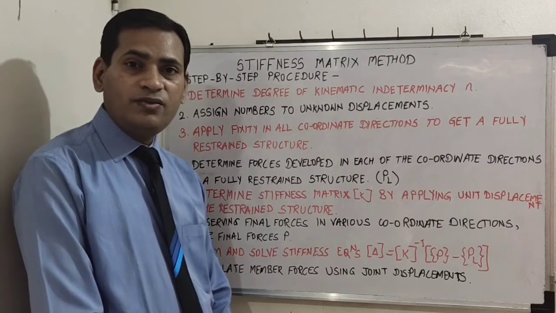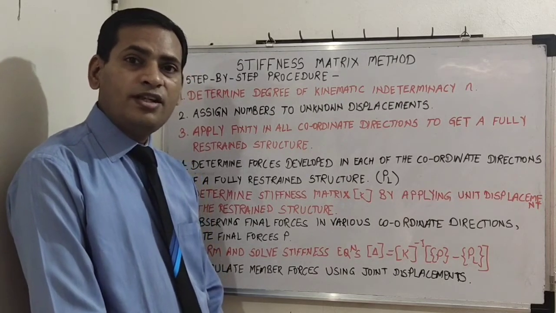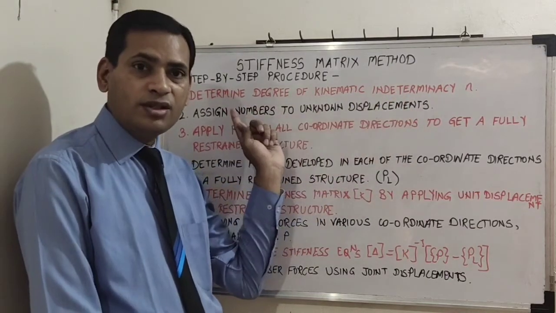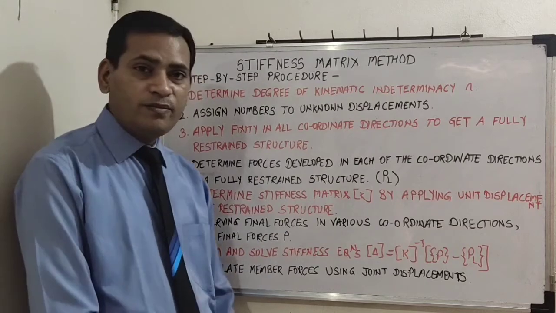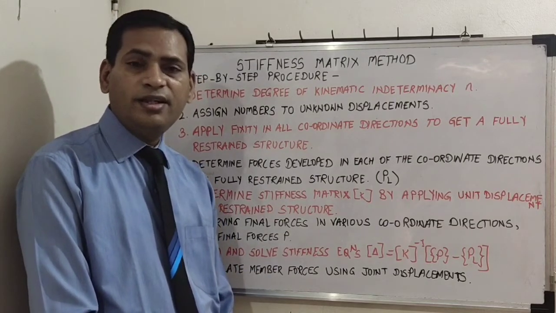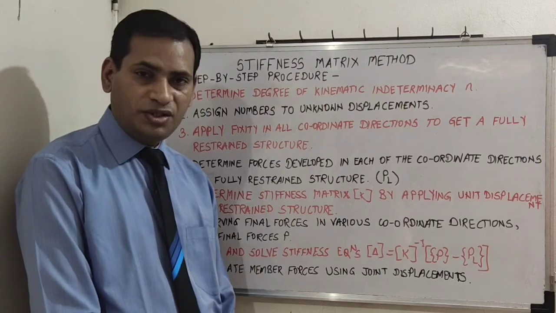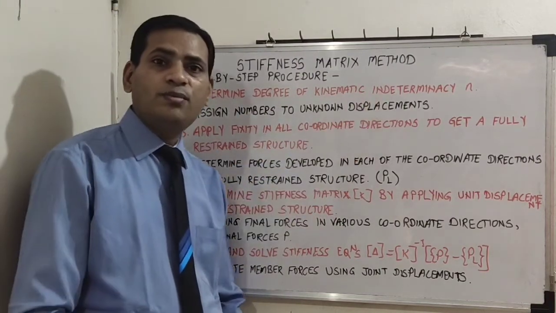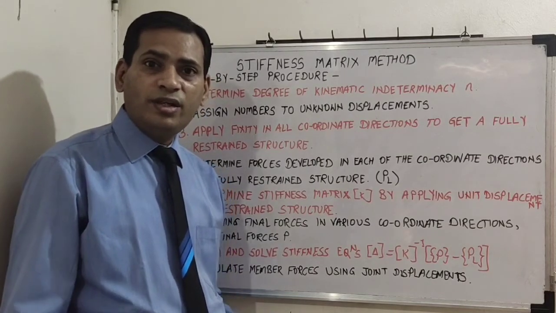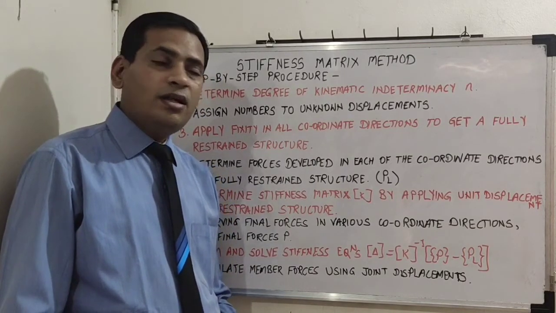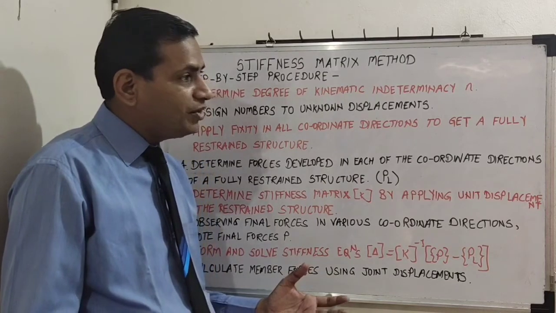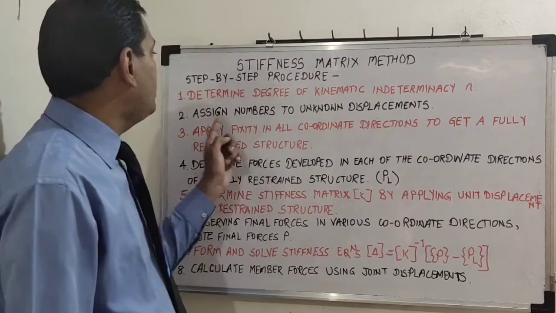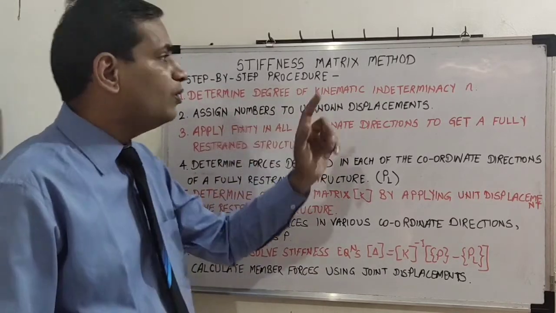These unknowns, as we discussed earlier, are displacements. These displacements are nothing but the kinematic indeterminacy of the structure. For the stiffness matrix method, the displacements can be either linear displacements or rotations. So that will be our first step. Most probably, when you are solving a problem conventionally, there will be a maximum of 3 unknowns and a minimum of 2.